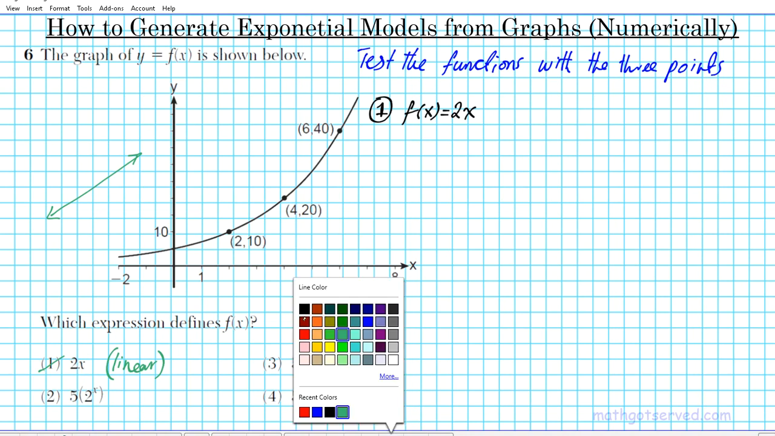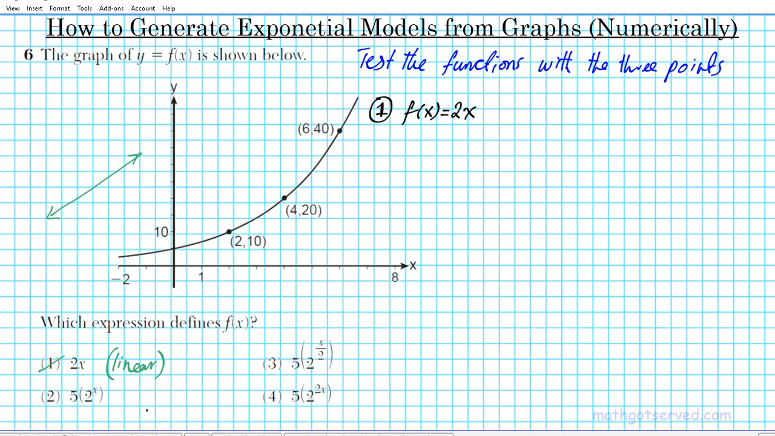Now let's assume that we didn't observe that detail. We just want to go through it and test the points one by one. We start with point number 1. P1 is the point (2, 10). Let's call these P1, P2, P3. These are the 3 points we're testing. So P1 is (2, 10). The question is, when I plug in 2 into the function, do I get 10 as the output? Is f of 2 equal to 10 for this particular function?